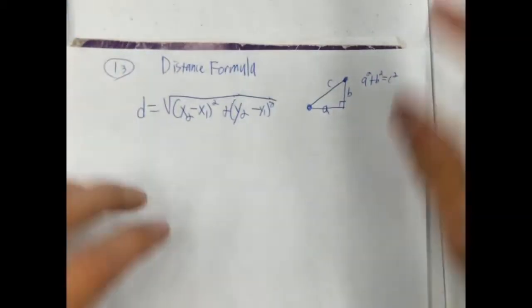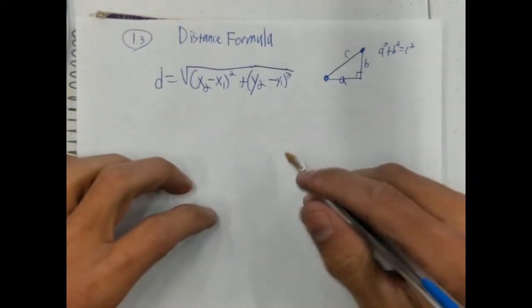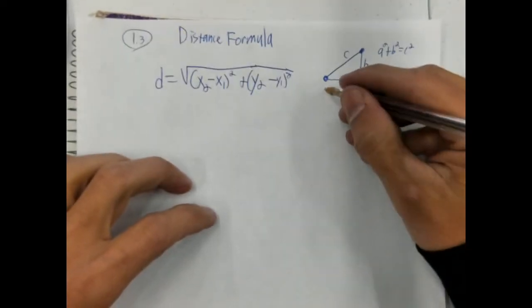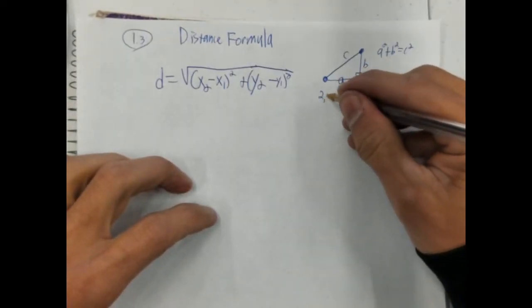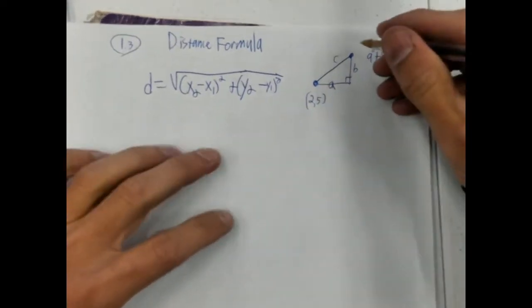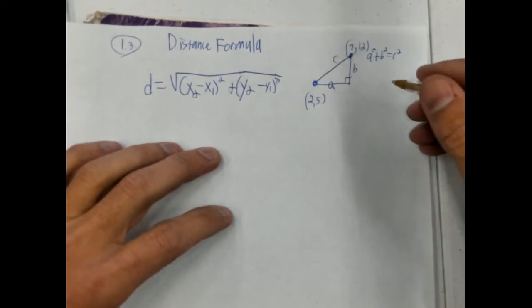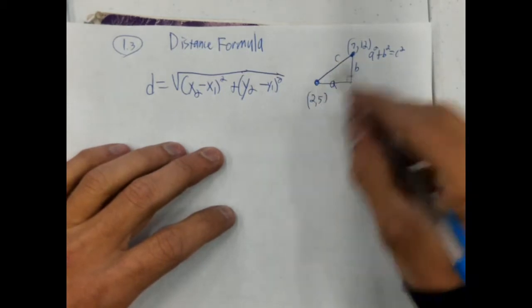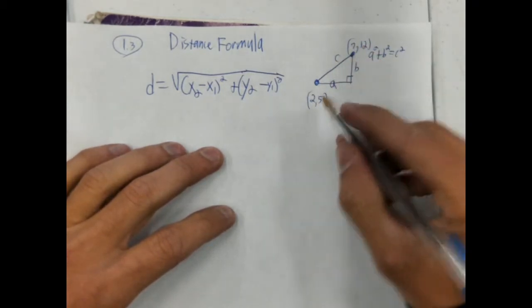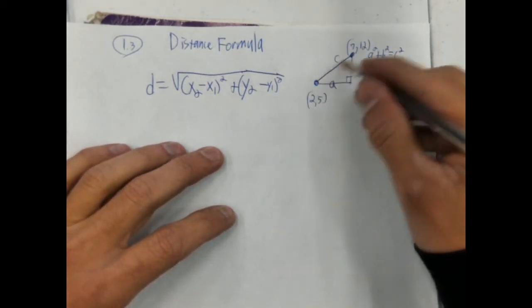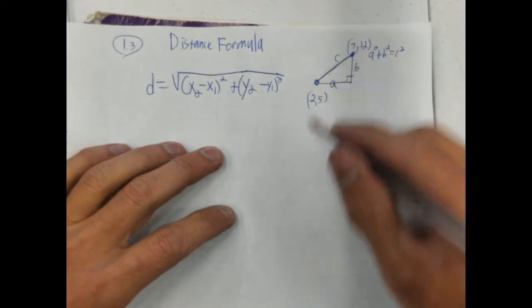Let's just say we're given 2 coordinates. So let's go ahead and plug in some points. Let's just say, for example, this is 2, 5, and this is, I don't know, we'll call that 7, 12, something like that. Does that make sense? So we're going to use these 2 points, 7, 12 and 2, 5. We're going to calculate how far apart they are.